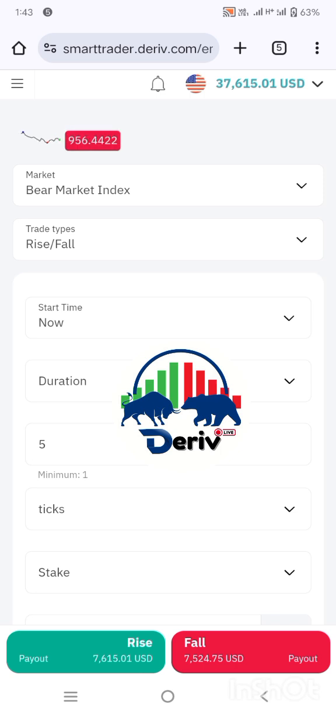Today we are going to work on an index strategy which is going to help us achieve 1 to 5% on a daily basis, no more than this. Here you can see my balance is 37,615. So right now my 1% is almost $370. How am I going to achieve it with less risk? Let's get started with the video.